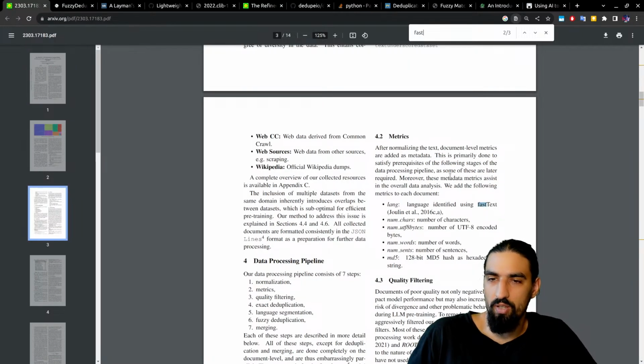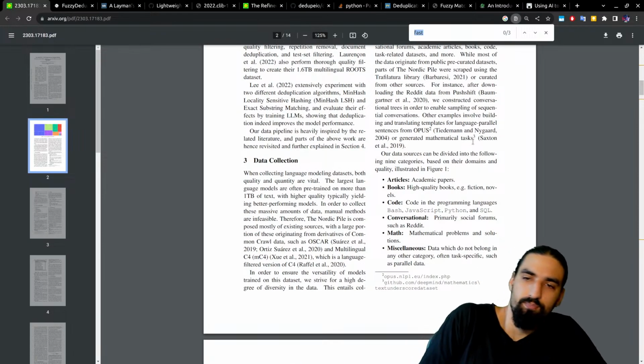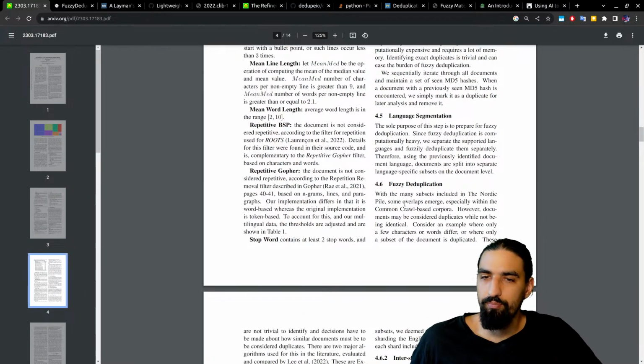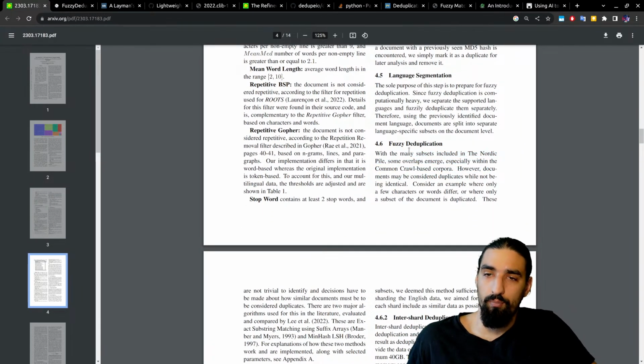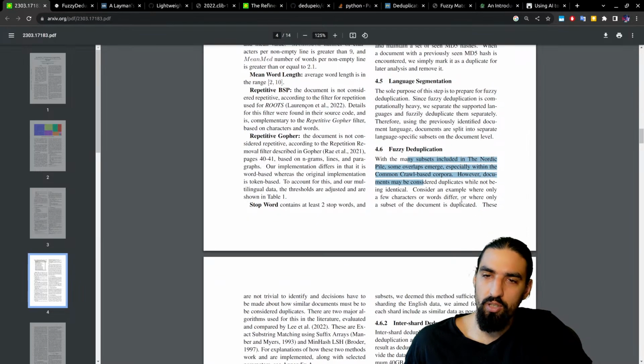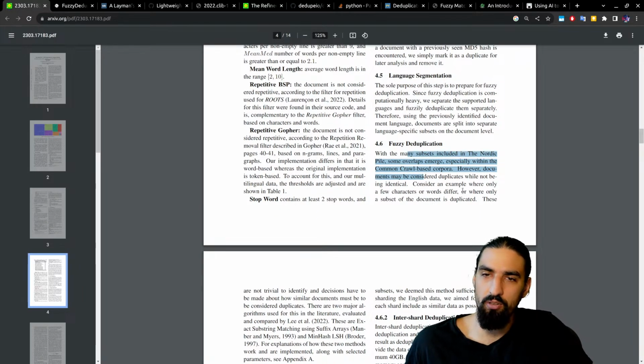So what do these guys use? They do mention fastText. Okay. So fuzzy, we found it here. Let's see. With the many subsets included in the Nordic Pile, some overlaps emerge, especially within the Common Crawl-based corpora.